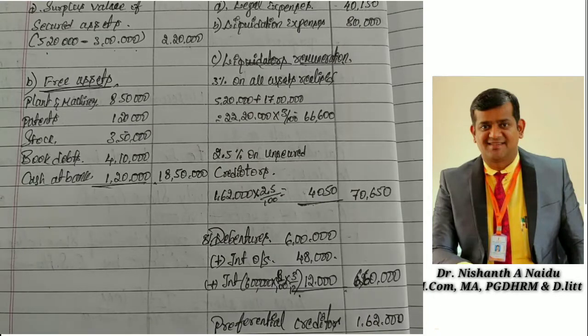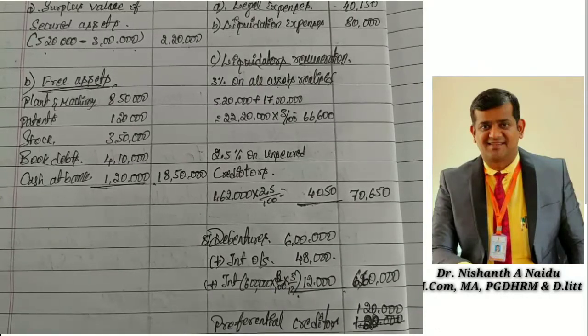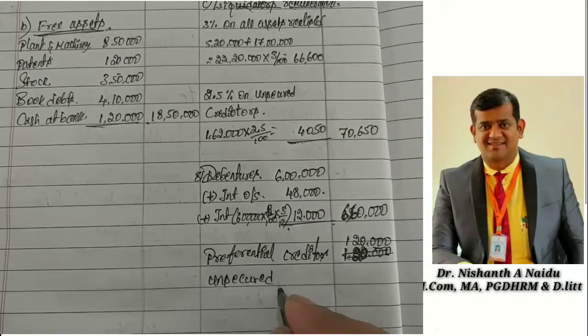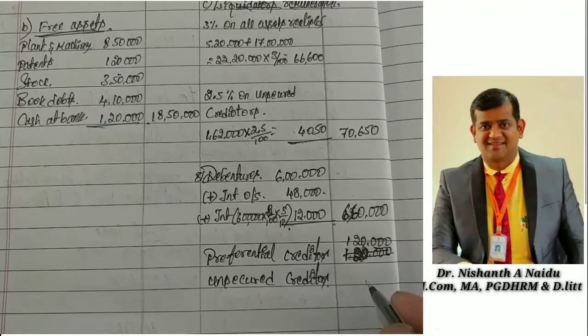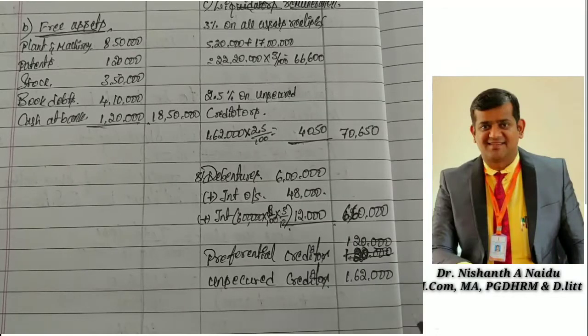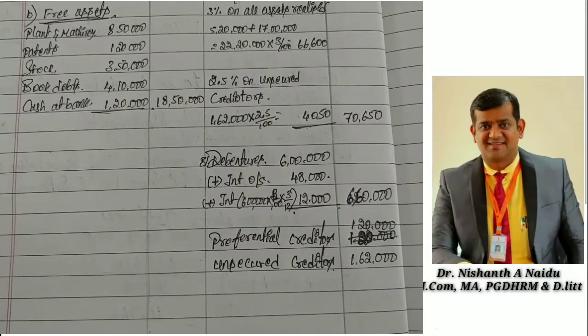1,62,000 is unsecured creditors, right? Preferential creditors is 1,20,000, I'm sorry. Preferential creditors 1,20,000. I'm cutting this out. Then I'm writing unsecured creditors. How much unsecured creditors? 1,62,000. Okay.